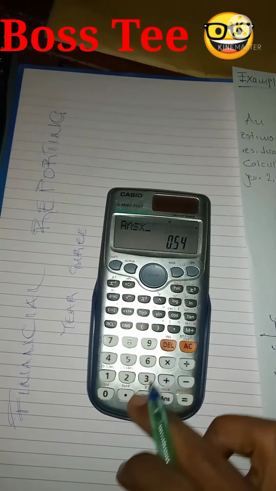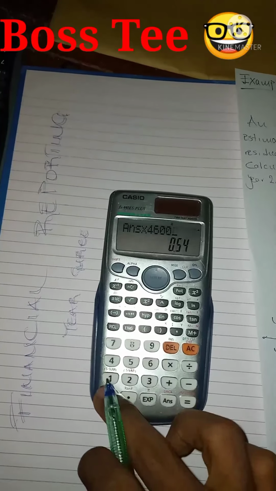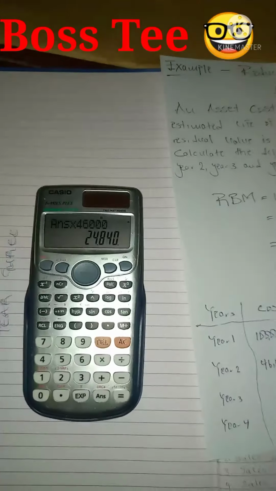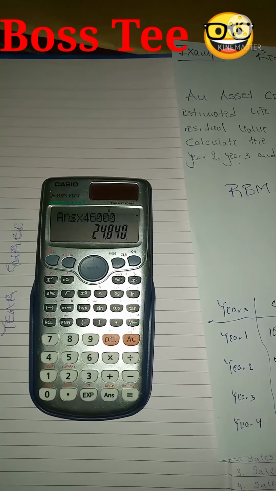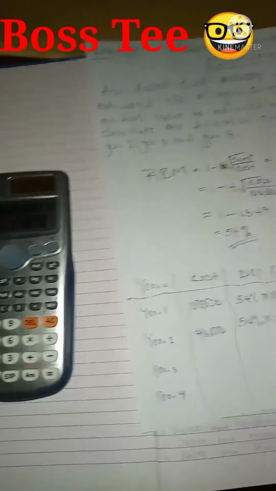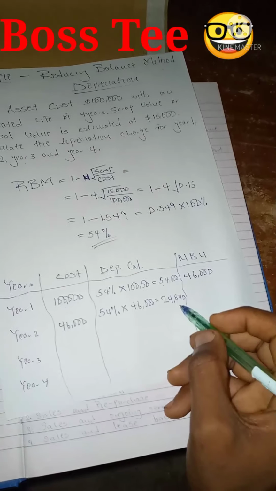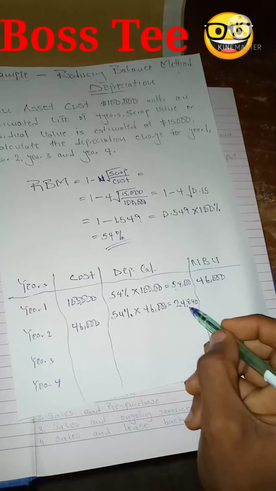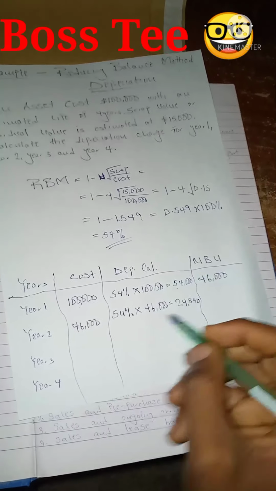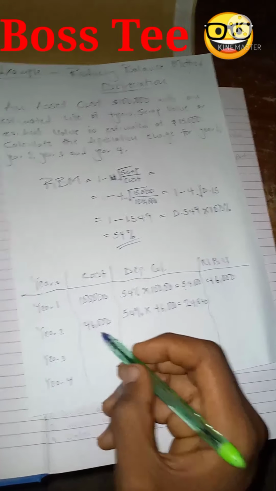54% of 46,000. We have 24,840. Good. This is our depreciation charged for year two. So what are we going to do? We are going to subtract this particular depreciation from the value of the asset in year two.